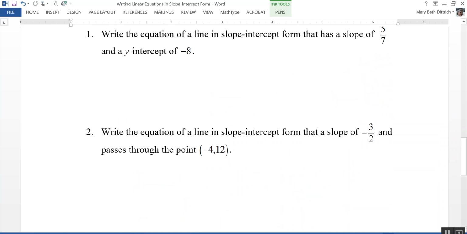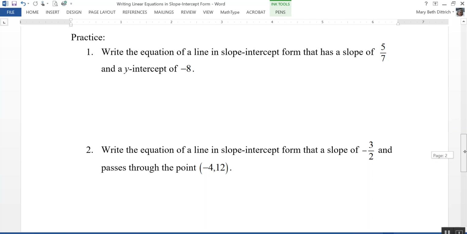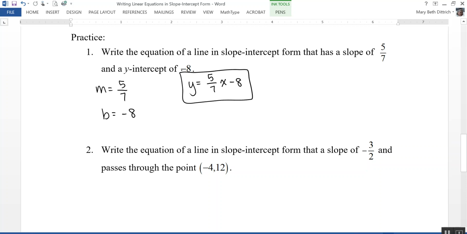Okay, let's take a look at these practice problems. The first one says, write the equation of a line in slope-intercept form that has a slope of 5/7 and a y-intercept of -8. So my slope is my m, that's 5/7. My y-intercept is -8. And I can just plug those in to y equals mx plus b. And remember, instead of doing plus a -8, I can do -8. So that one's just a matter of plugging in your values for m and b.